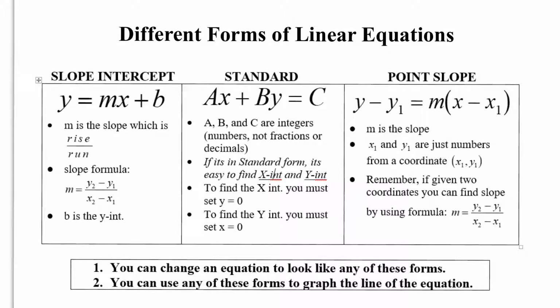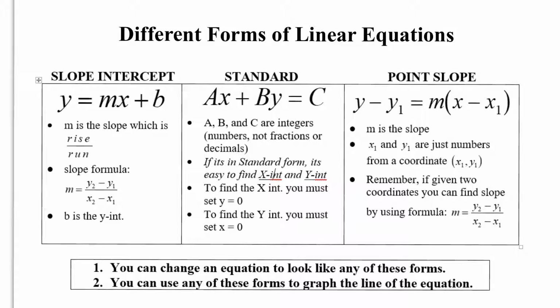So there's many things you have to know, many things you have to understand, but the main thing is to identify what form you have, and then you can remember what you must know. So we have the slope-intercept form, the standard, and the point-slope. Now, you can also change any equation to look like any of these forms. So for example, from standard, you can change it to slope-intercept form. From point-slope, you can change that to look like the standard form, or you can change it to look like the slope-intercept form. And you can use any of these forms to graph the line of the equation.